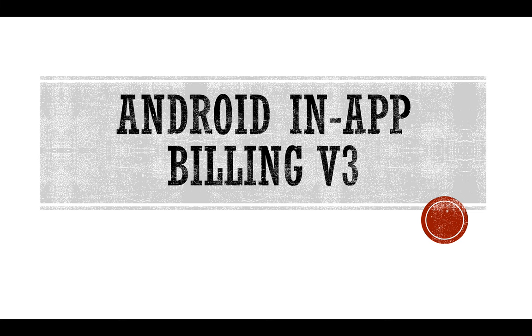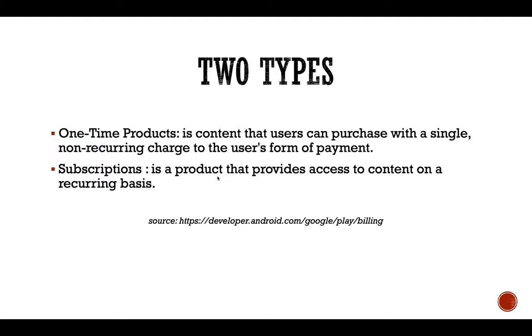Before we proceed into the tutorial, I'm going to make a brief presentation here. Android in-app billing version 3 basically has two types. The first one is the one-time products, and the second one is the subscriptions. The one-time product is content that the user can purchase with a single non-recurring charge to the user's form of payment.